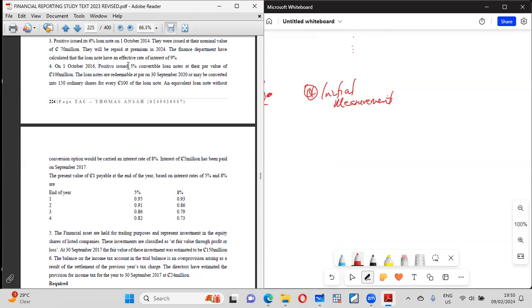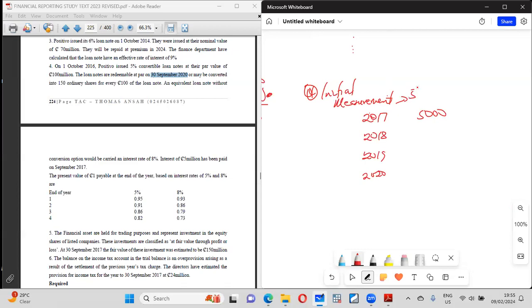How many years? It was 4 years. So starting from 2017, it will be 2017, 2018, 2019, then 2020. So you saw that it will be 2020 reading. So the first year you pay the interest, which is 5,000. How did I get the 5,000? This one is the interest payment too. It's the finance cost too. It was 5% on 100,000.